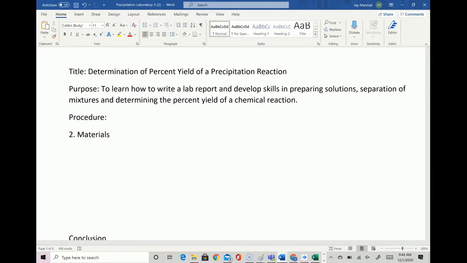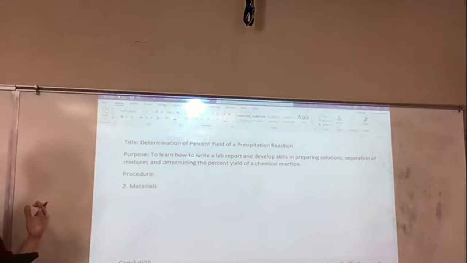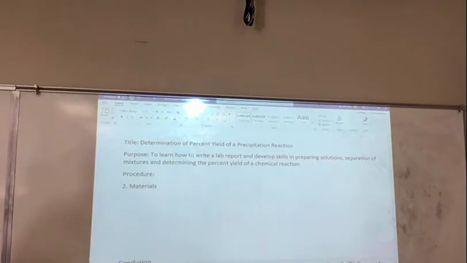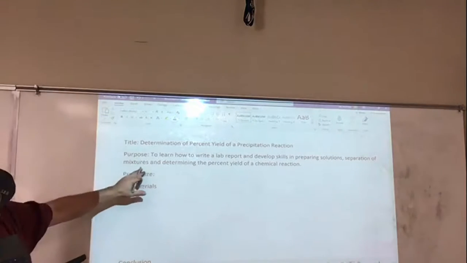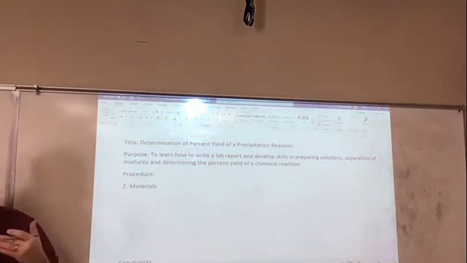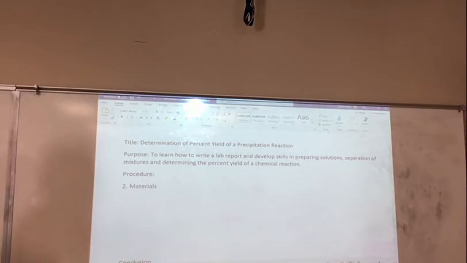Determination of percent yield of a precipitation reaction was our title. And I changed our purpose a little bit. What we ended up doing in this was we used this to learn how to write a lab report and develop skills in preparing solutions, right? We developed some skills in preparing solutions, in separation of mixtures, right? We used a filter to separate the mixture, and then we developed skills in learning how to determine the percent yield of a chemical reaction. So this is something that we'll have available to us throughout the rest of the year. These are things that we'll have in our toolkit, okay?